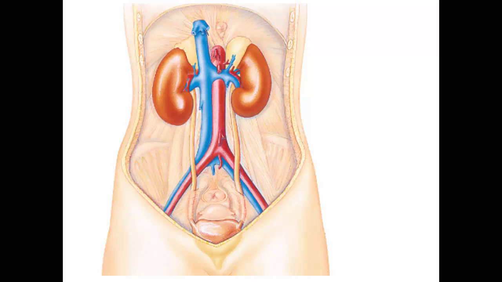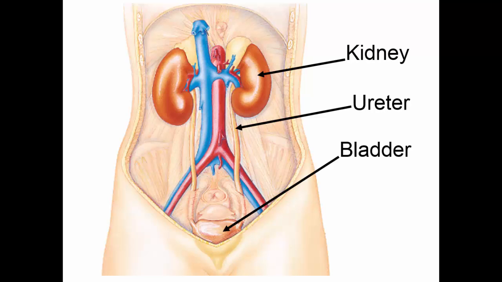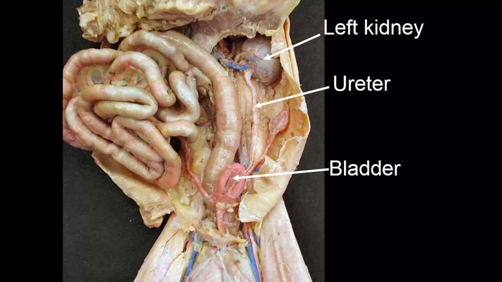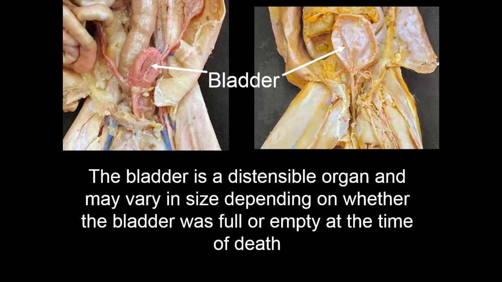The urinary system is pretty simple, only 4 parts: the kidney, the ureter, the urinary bladder, and the urethra. Here in the cat we see the left kidney, here's the ureter, there's the urinary bladder, and here is the urethra.